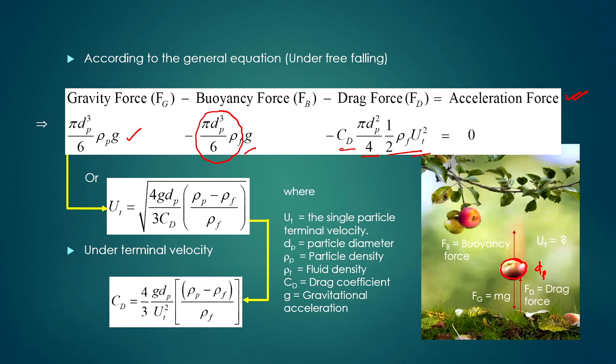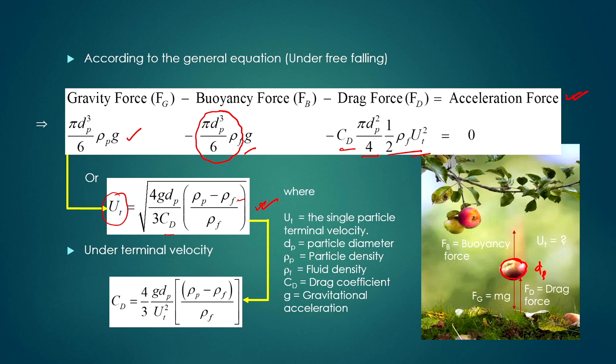So, from this force balance, after simplification, we get ut equal to root over 4 g dp by 3 CD into (rho p minus rho f) by rho f. Here dp is the particle diameter, CD is the drag coefficient, rho p is the particle density, and rho f is the fluid density. So, this is the terminal velocity, and you have to remember it. This is very important, you have to remember it throughout your life, because this is a very important equation.